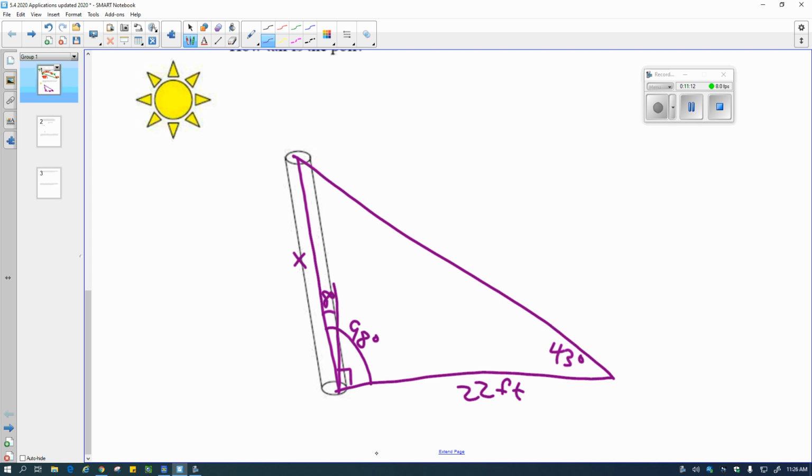So again, it looks like I'm in the same situation that I was before, where I can do the law of sines. I'm just missing an angle. So I'll do 180 minus 98 minus 43, and I'll get that top angle. And what is that top angle?